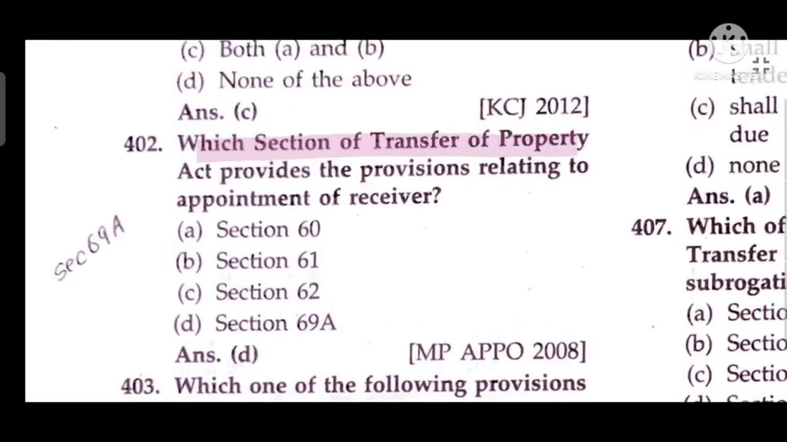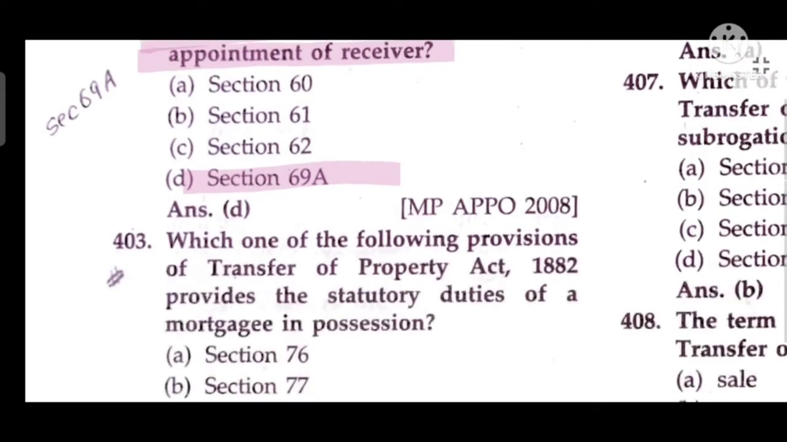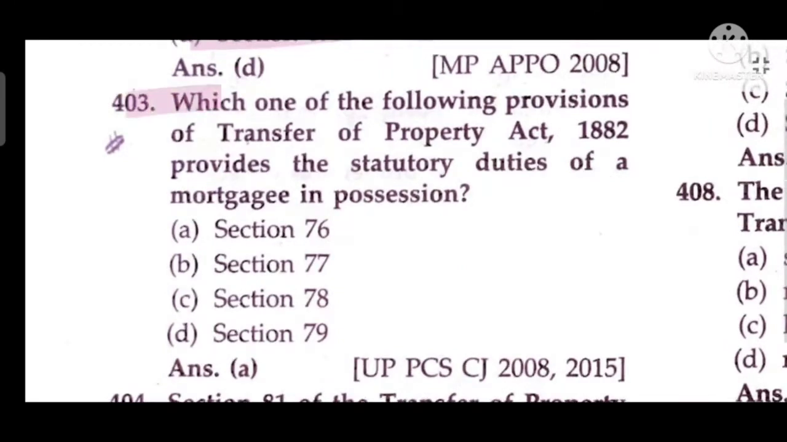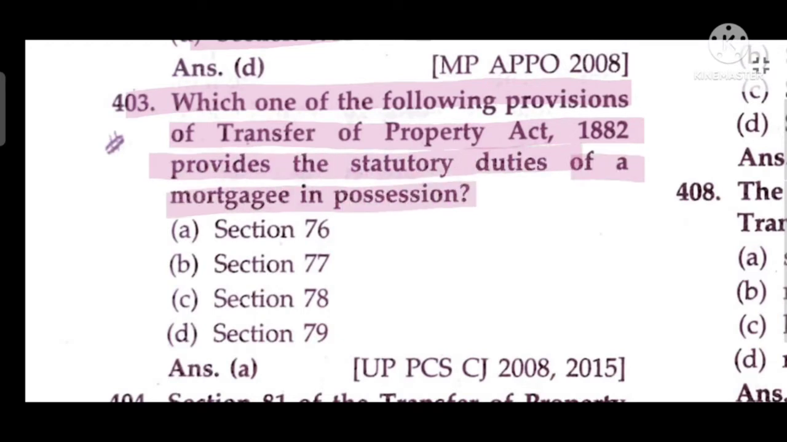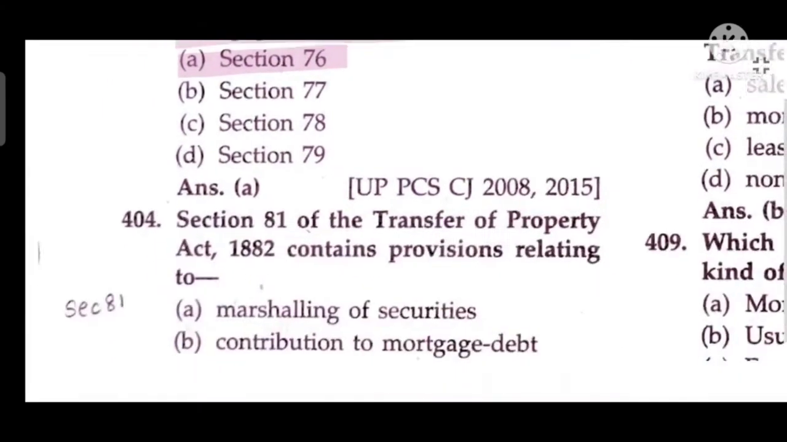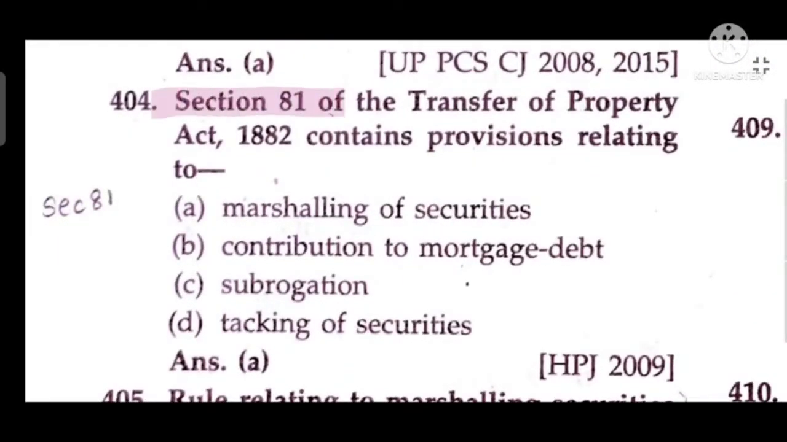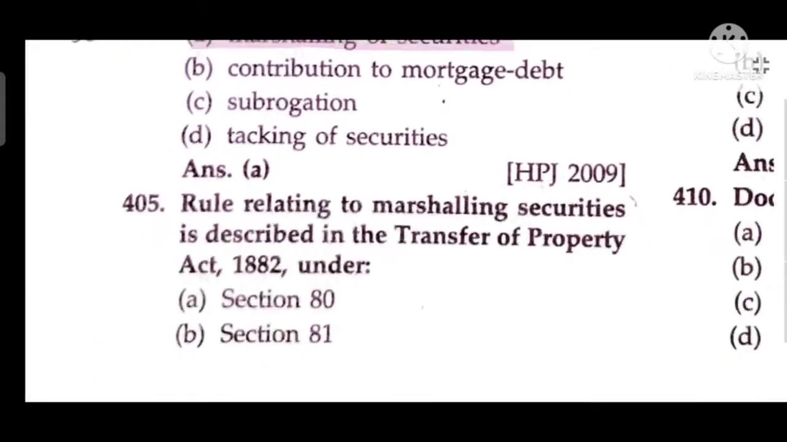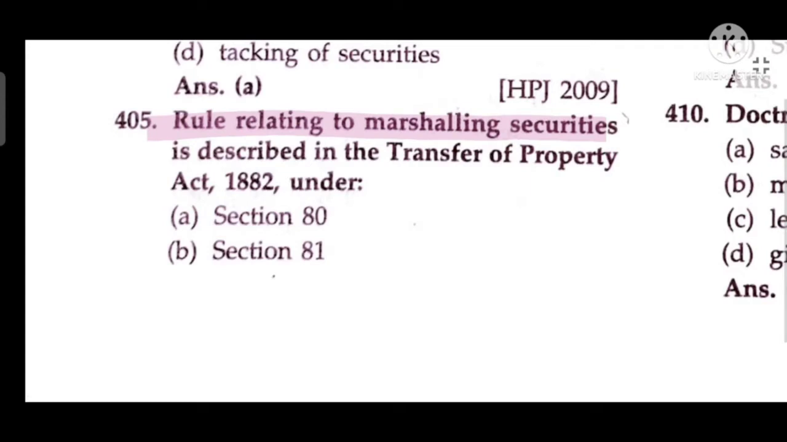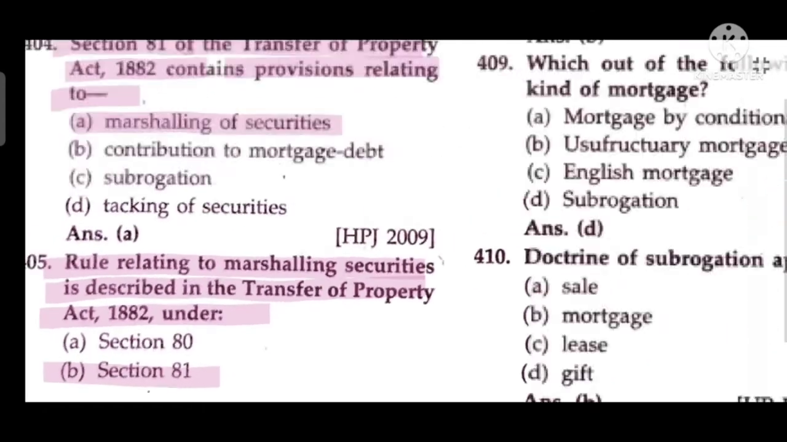Which section of the Transfer of Property Act provides the provision relating to the appointment of receiver? Section 69A. Which one of the following provisions of the Transfer of Property Act 1882 provides the statutory duty of mortgagee in possession? Section 76. Section 81 of the Transfer of Property Act 1882 contains the provision relating to marshalling of securities. The rule relating to marshalling of securities is described in the Transfer of Property Act 1882 under Section 81.